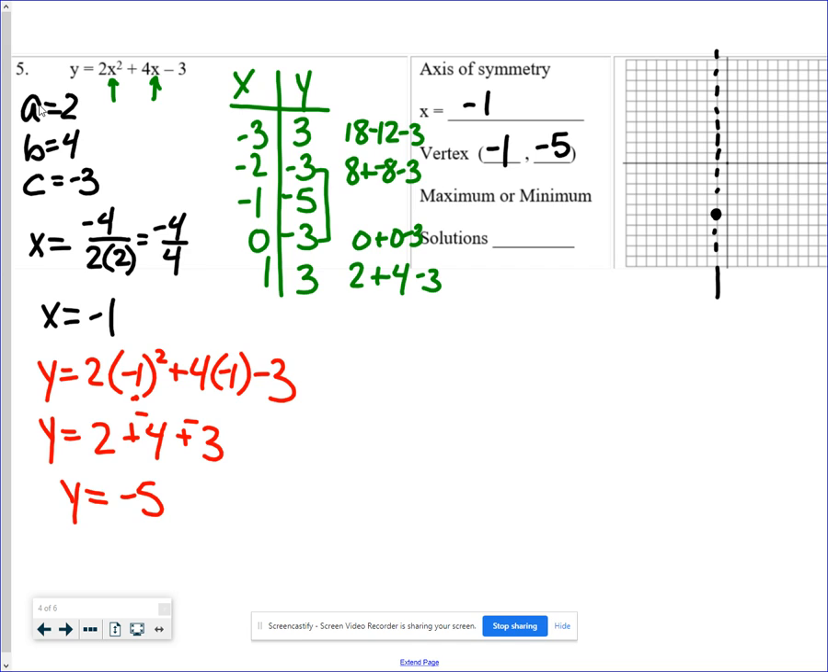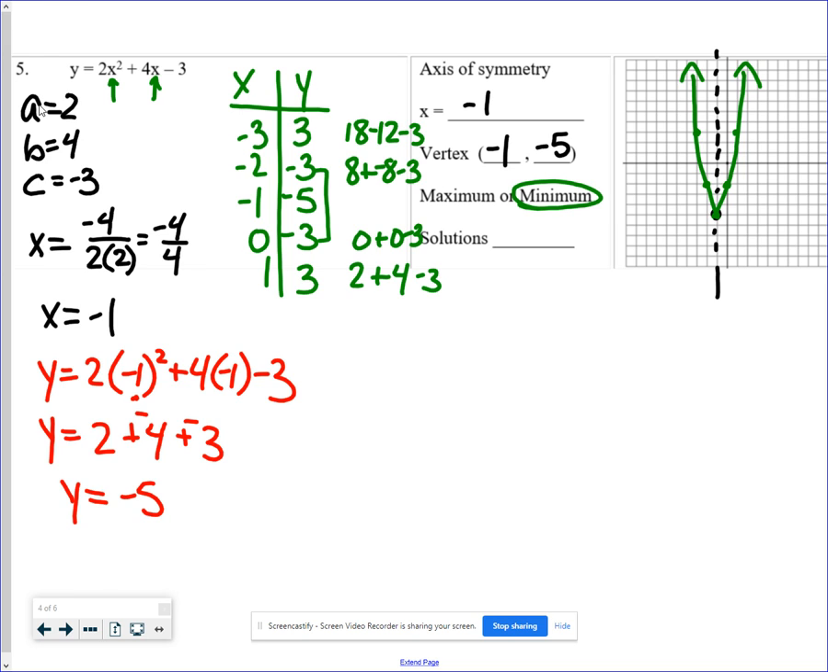So if I graph that, negative 3, 3, negative 2, negative 3, then we had our vertex, 0, negative 3, and 1, 3. So here's my graph. And again, we're going to have to make some estimations here. My solutions, well, I can first answer, the vertex is actually the minimum on this one. It's the lowest point in the graph.